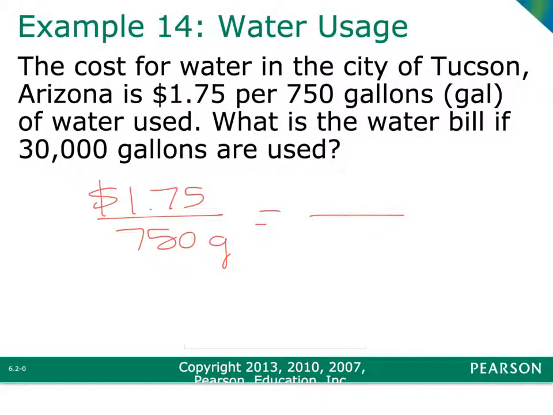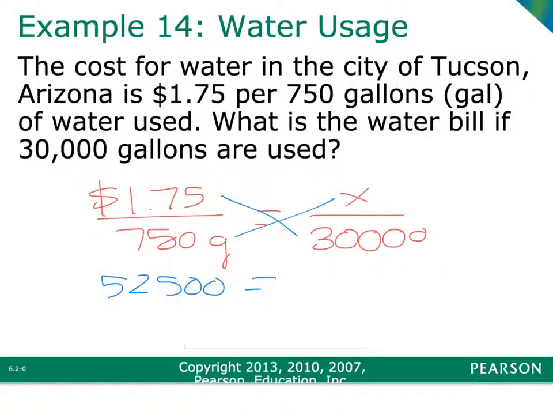So again, they're asking us how much it's going to cost, so that's our money. So the x will go in the top where the money did in the other fraction. The 30,000 is the amount of gallons. We put gallons in the bottom of the fraction previously, so the gallons will go down there. Now to solve, we're going to cross multiply. We're going to take $1.75 times 30,000. I'll use my calculator to do that real quick. That comes out to be 52,500. And then we'll take 750 times x.